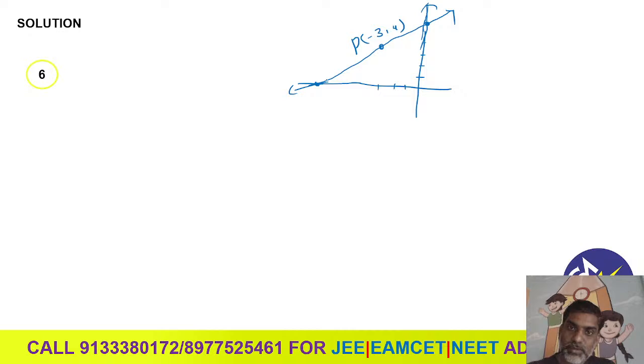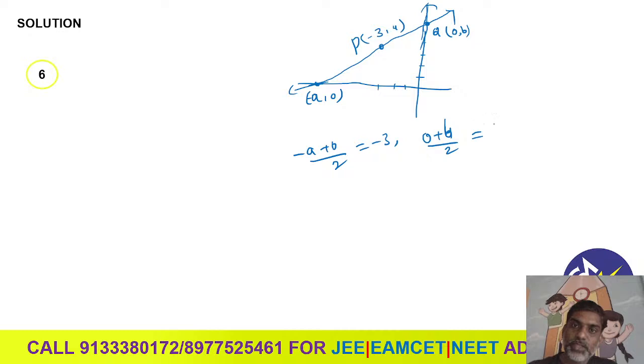So here this is the midpoint. Suppose we take this point as some Q. This Q must be like 0 comma B, and this is like minus A comma 0. Then (minus A plus 0)/2 is equal to minus 3, and (0 plus B)/2 is equal to 4. From this, minus A is equal to minus 6, A equals 6 we are getting, and from this B is equal to 8. So finally A comma B equals 6 comma 8.